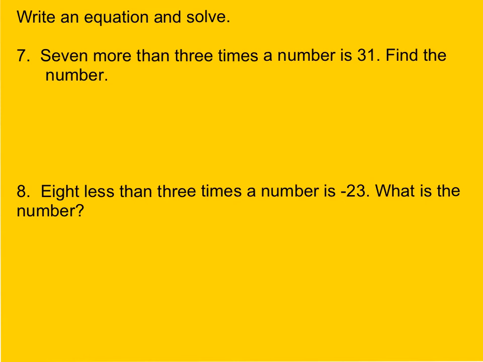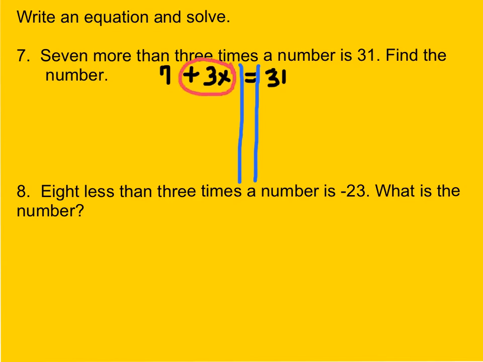First, let's write the equation. 7 more than 3 times a number is 31. Once you have your equation written down, we're going to draw our river and circle our term that has the variable. In this case, that's going to be the positive 3x. Now remember, 3 and x are stuck together. We need to first get rid of the 7, so we're going to do minus 7 on both sides.